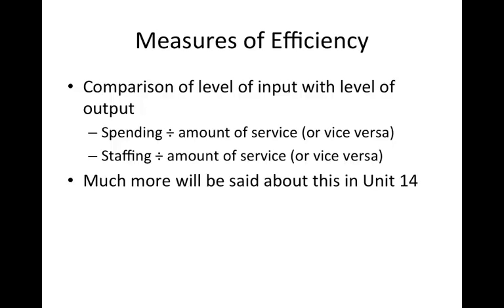But I think we can at least talk about it a little bit. We're going to look at two basic types of efficiency measures: cost per unit, or spending divided by the amount of service, and staffing ratios, the number of employees divided by the amount of service. You could flip those around and put the amount of service in the numerator rather than the denominator, but I find it makes more sense with the amount of service in the denominator.